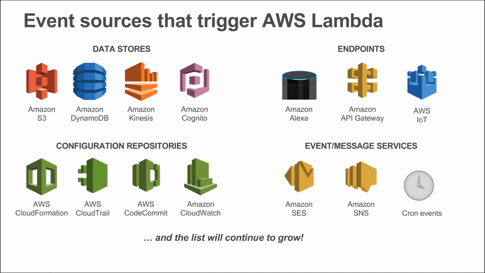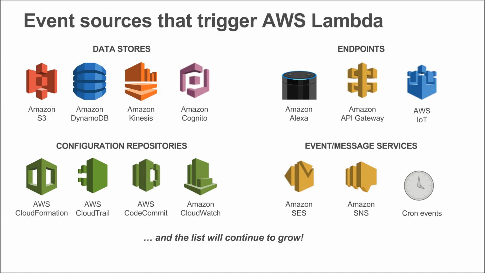The same applies for a lot of the other data stores. As new data is available on Amazon DynamoDB streams or Amazon Kinesis streams, or a new user is created in the Amazon Cognito pools, all of these can trigger AWS Lambda functions. You can also have configuration repositories, where you are storing a lot of state information, where you have things like CloudFormation custom resources, new CloudTrail data being available as S3 objects, a new commit done to AWS CodeCommit, or new logs available on CloudWatch. All of these can also automatically trigger Lambda functions for you.